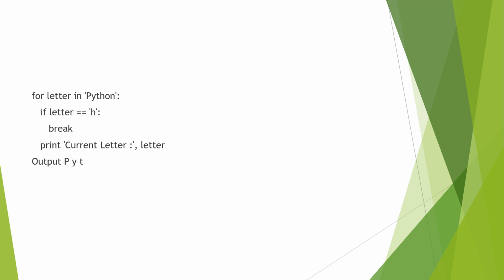Here I am using break. I am using the for statement: for letter in Python. Letter is a variable, and the value it contains is Python. If letter double equals h, break. Print current letter. Now what will it print? When it finds the letter h, it will break out of the loop, which means it will be printing p, y and t. So when it comes across h, it breaks out of the loop. So this is your break.